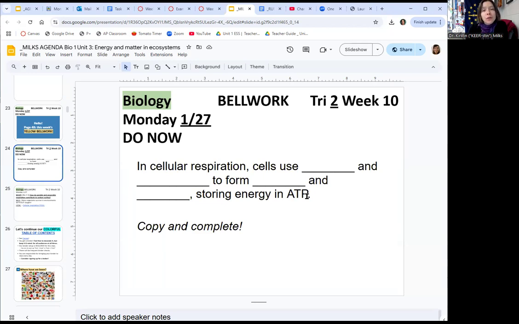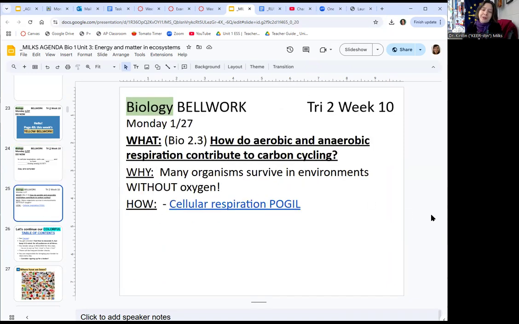Okay, here's a review for you about cellular respiration from Unit 2. In cellular respiration, what do cells use as the reactants or starting material? And then what do they produce or form? What are the products? And then what do they store energy as? They store it in ATP. If this is hard for you, you have to go look through the study guide for 1.7 so that you know this content before you take the retake in week 11 for the Unit 2 exam.